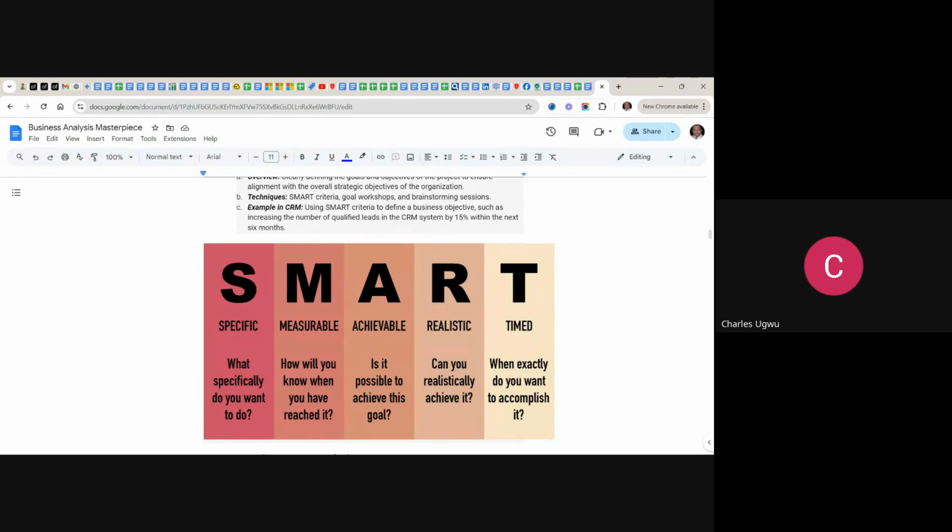And at the end of everything, you are looking at the time. What exactly is the time? Every project requires time. If you cannot do this within the next 6 months, then you are not performing. You must be able to achieve this 15% within the next 6 months. You've identified every other thing that can help you achieve this 15%, but can it be achieved within 6 months? That is another question you need to ask yourself.